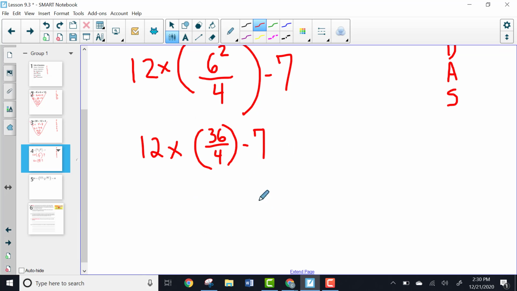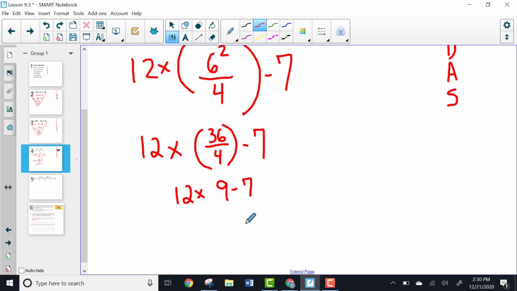All right, now, still parentheses here. 36 divided by 4. Whenever you see 36 over 4, that means divided by 4. So 36 divided by 4 is going to give me 9. We can get rid of that parentheses, and now we have 12 times 9 minus 7.